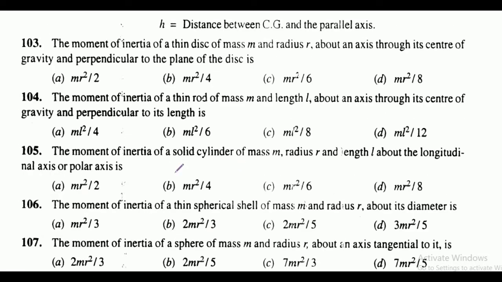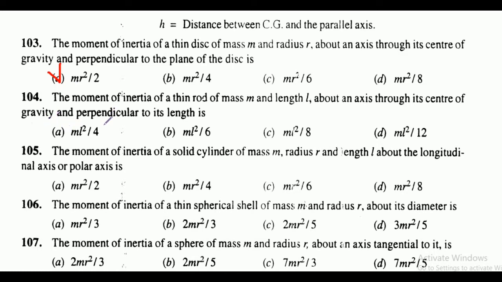Now friends, next is question number 103. The moment of inertia of a thin disk of mass m and radius r about an axis passing through its center of gravity and perpendicular to the plane of the disk is, here friends, options are mr square upon 2, mr square upon 4, mr square upon 6 and mr square upon 8. Here correct answer is option A, that is mr square upon 2.